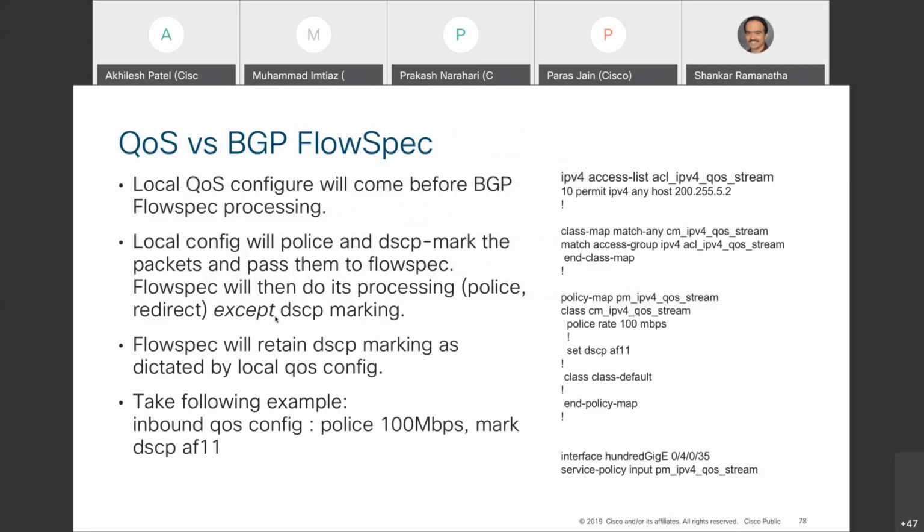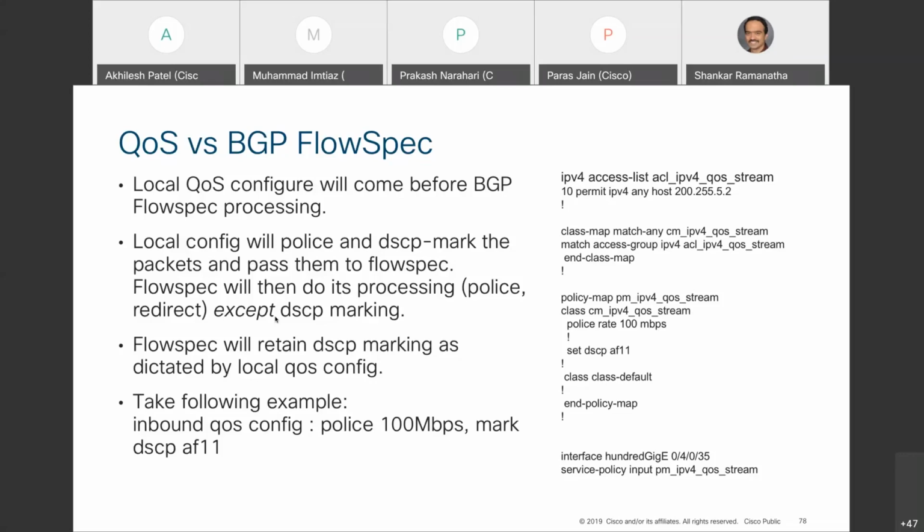So the local QoS configuration will come before the BGP flowspec processing. What it means is the local configuration will police and do the DSCP marking if configured. It will do the DSCP marking on the packet and then pass it to the flowspec. And then the flowspec will do its processing, whatever it has to do, policing or redirection, except the DSCP marking. So let's say you have a QoS policy policing at 100 Mbps, and you did the redirection as well, and you are setting a DSCP value in the QoS policy.